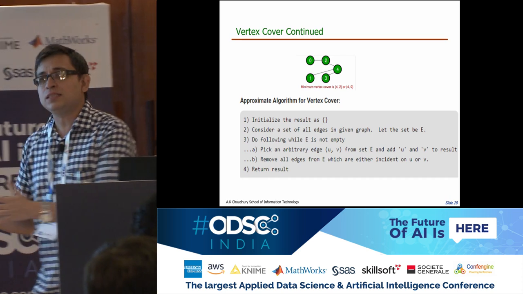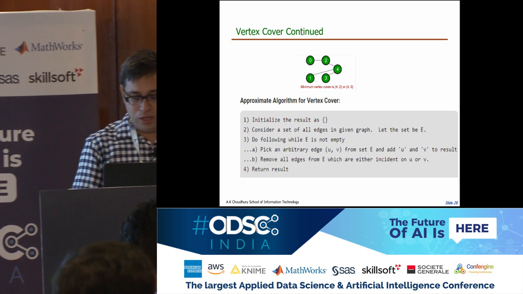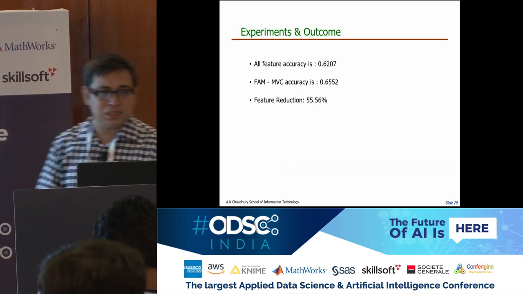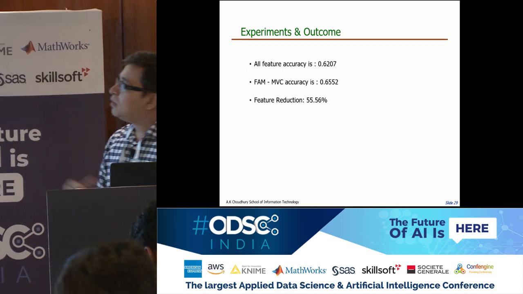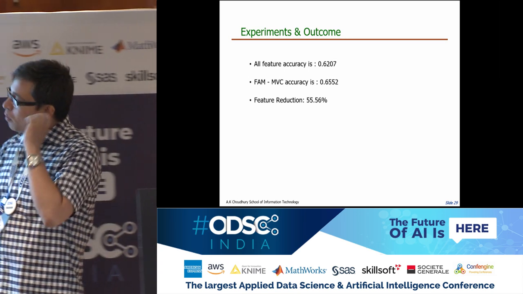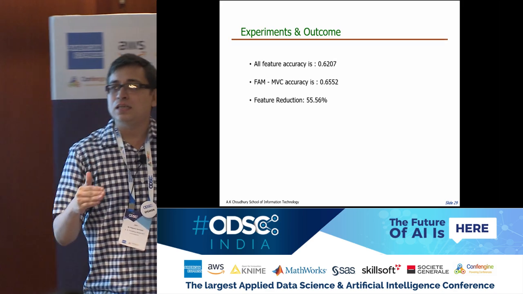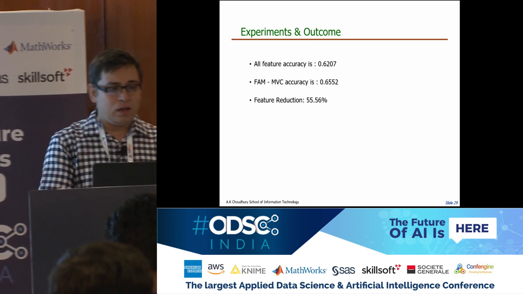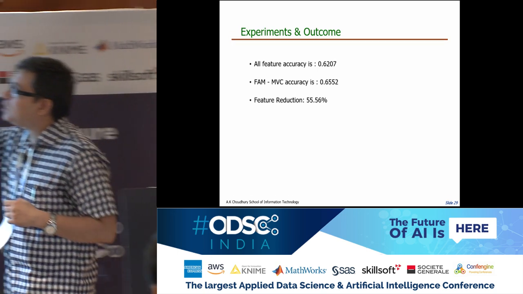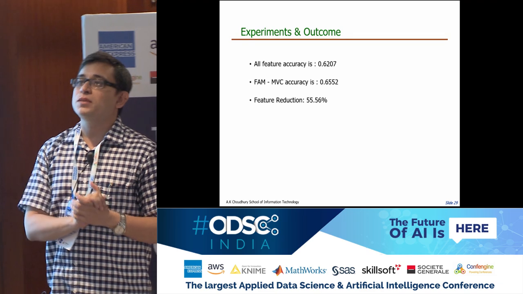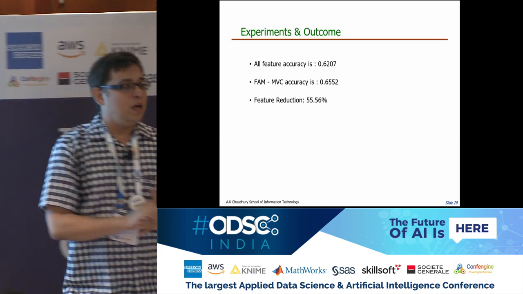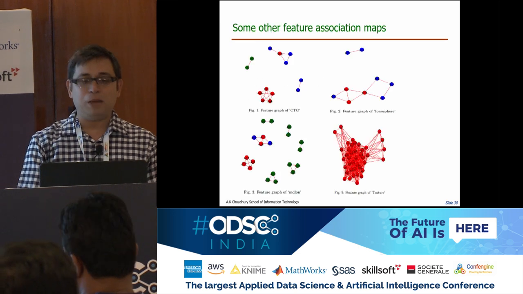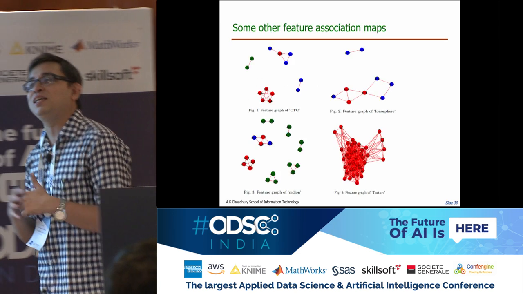So we applied this on the data set that I described, and with all features the accuracy was 62% or 62.1%. With this, it came to 65.5, maybe not a great improvement, around 3.5%, but with a feature reduction of 55.56%. And I will show you some other feature association maps. So you get very, very interesting patterns.